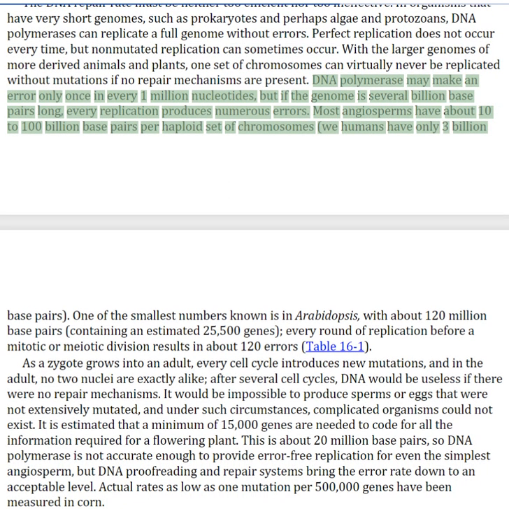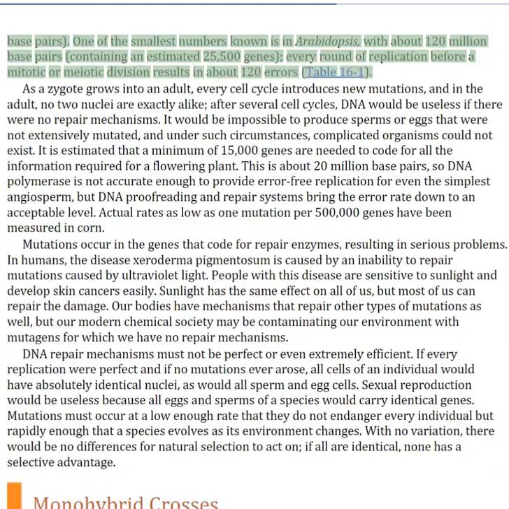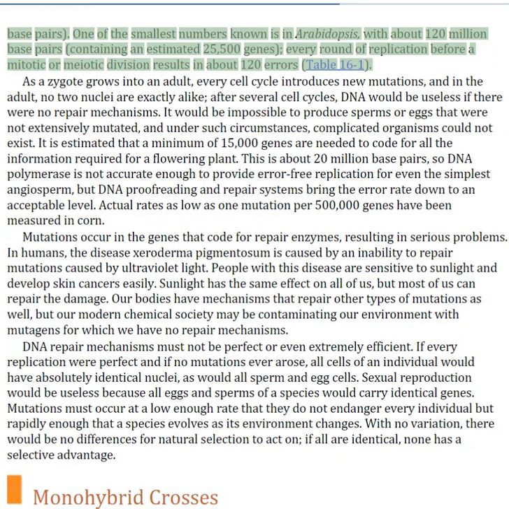DNA polymerase may make an error only once in every 1 million nucleotides, but if the genome is several billion base pairs long, every replication produces numerous errors. Most angiosperms have about 10 to 100 billion base pairs per haploid set of chromosomes. We humans have only 3 billion base pairs. One of the smallest numbers known is in Arabidopsis, with about 120 million base pairs. Every round of replication before a mitotic or meiotic division results in about 120 errors.